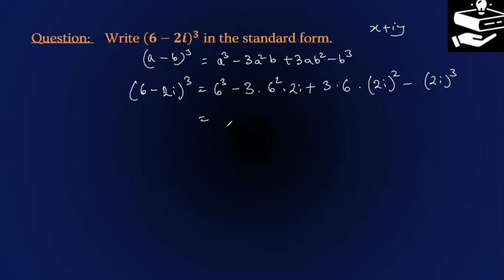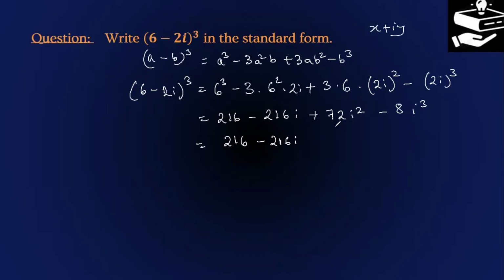Next, 6³ will give you 216, minus 3 times 6 into 6², which will give you 6³ again, 216i, plus 2² is 4, 4 multiplied by 6 times 3 is 18, which will give you 72i², and minus 2³, that is 8i³. Okay, now just put the values: 216 minus 216i.